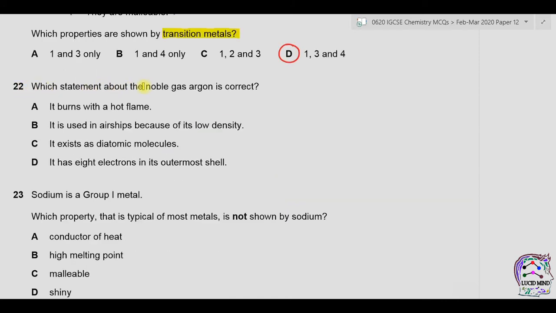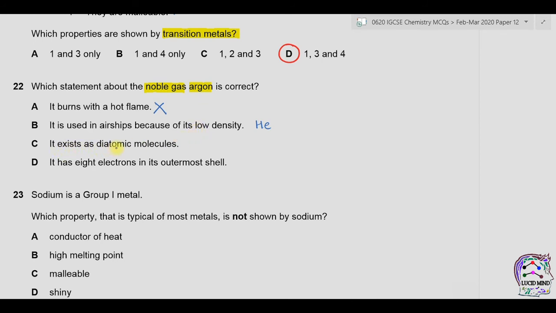Which statement about the noble gas argon is correct? A. It burns with a hot flame. Argon is unreactive, so therefore it does not burn in oxygen. B. It is used in airships because of its low density. Now argon is not used in airships. Actually helium is the noble gas that is used in airships. Argon is used in bulbs.